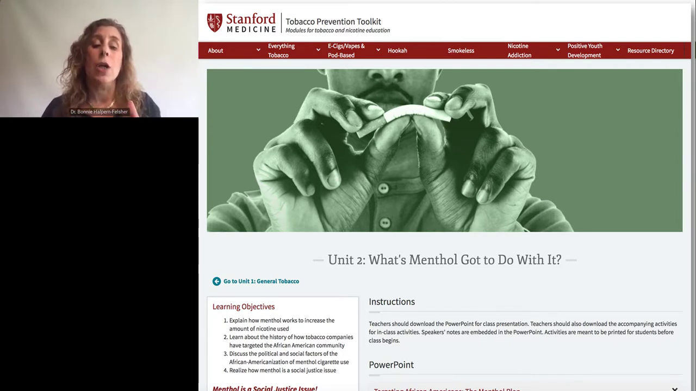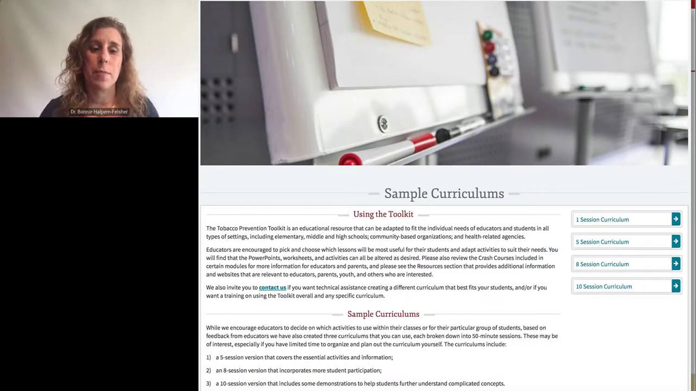And so this unit talks about what menthol is and how it's a numbing agent, and how, as my colleague Phil Gardner always says, it makes the poison go down easier. We also talk about the advertisement, and then we have an activity to help adolescents really understand the social justice around menthol. So that's a nice, not very long lesson that you can use with your teenagers, your students.